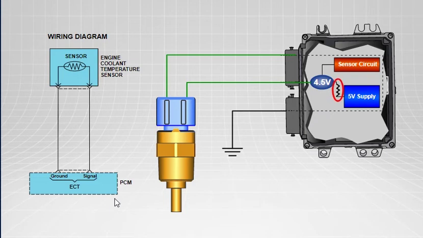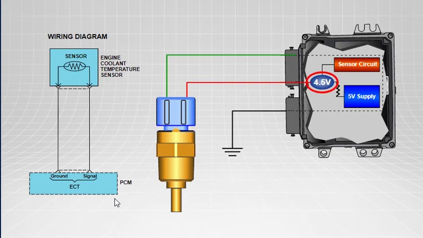This is a series circuit with two loads. In a series circuit, voltage is shared by each load. The PCM monitors the circuit voltage between the fixed resistor and the thermistor. At the monitor point, the voltage varies depending on the resistance of the thermistor.